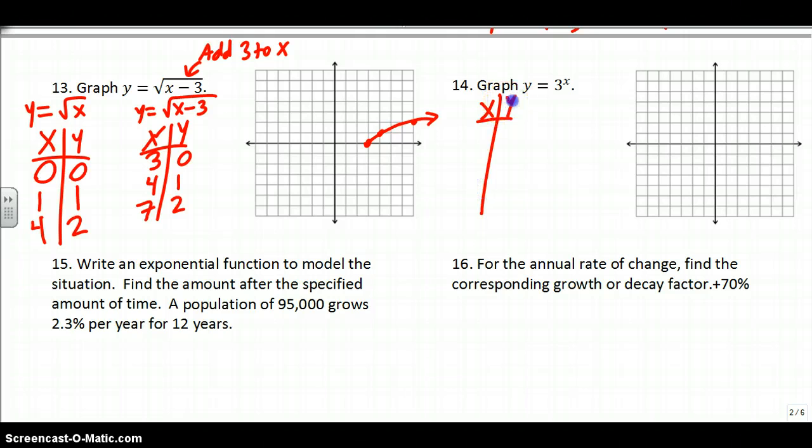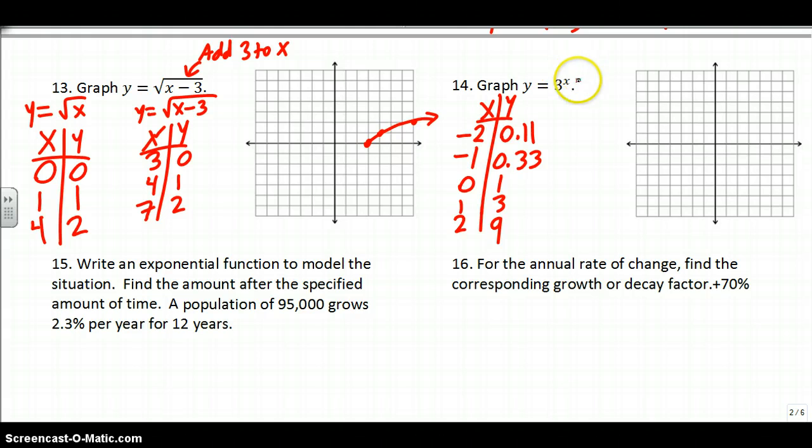Graph y equals 3 to the x. Again, make a t-table. For these, though, you can really plug in any x value. The domain is all reals. I usually go with negative 2, negative 1, 0, 1, and 2. And then you just plug those in your calculator. So 3 to the negative 2 is 0.1 repeating, but really, with our graph here, 0.11 will suffice. 3 to the negative 1 is 0.3 repeating. 3 to the 0 is, of course, 1. 3 to the first is 3, and 3 squared is 9.